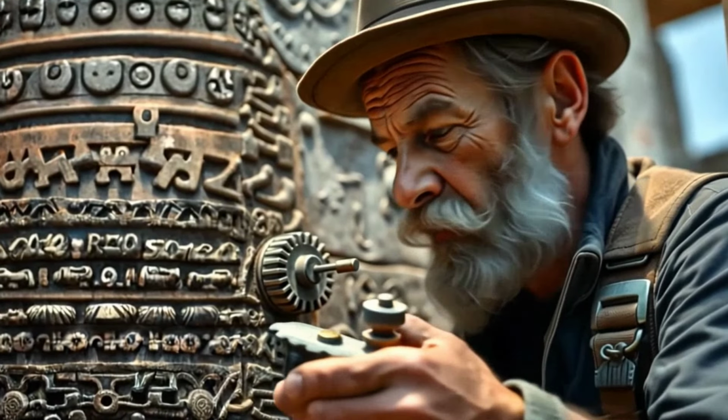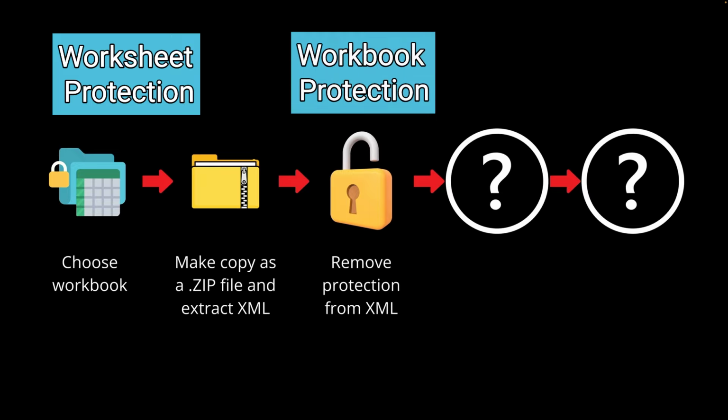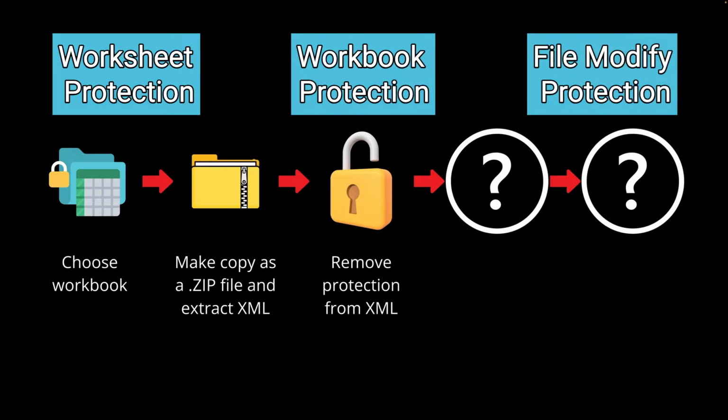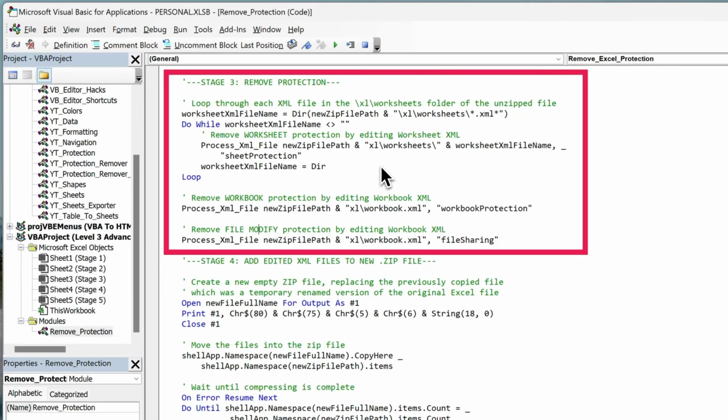The third stage is to solve the temple puzzles and unlock the treasure. In Excel, this stage is about removing workbook and worksheet protection from the XML files that we extracted in stage 2. There are 3 types of protection we'll remove with our code. In addition to unlocking worksheet protection, we'll also remove workbook and file modification protection, since we can use the same technique for all 3. Here's the VBA. It's split into 3 parts. The first removes sheet protection, the second removes workbook protection, and the third removes file sharing or file modification protection.